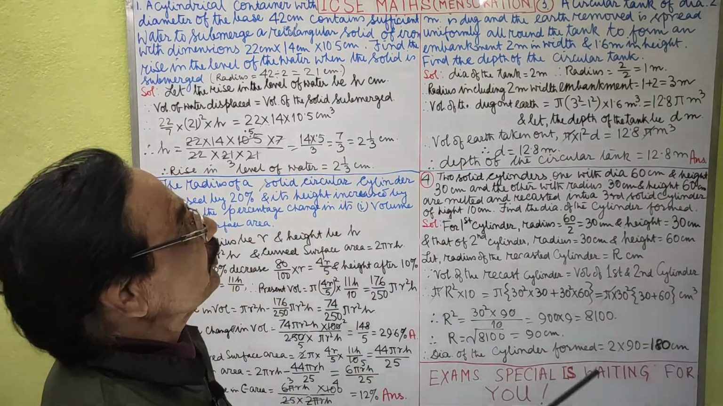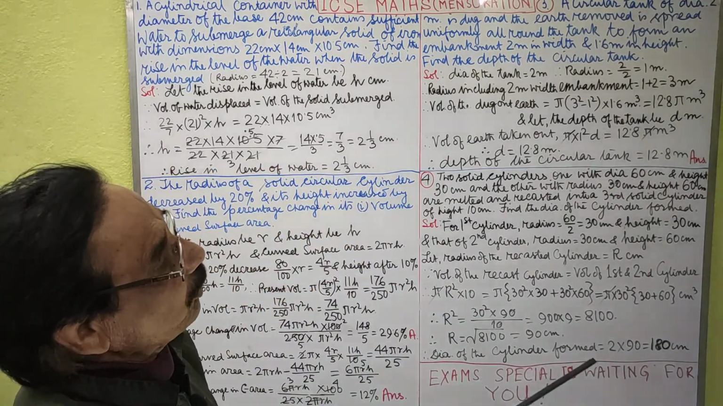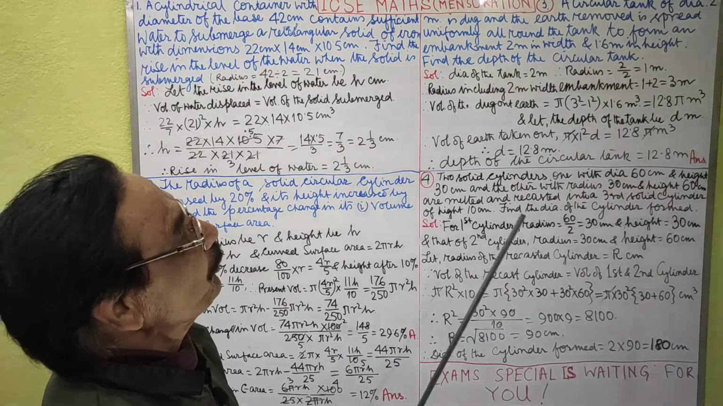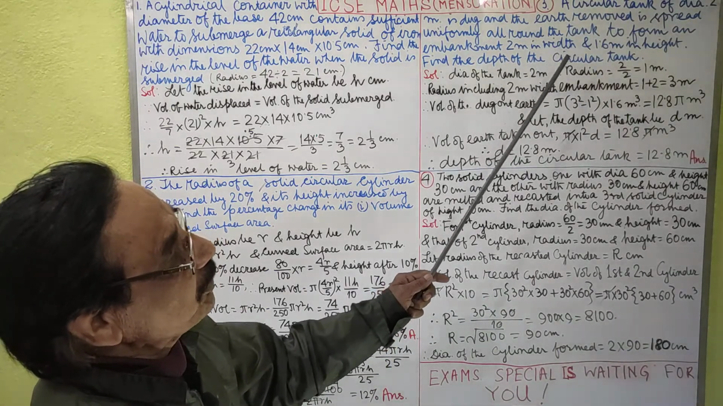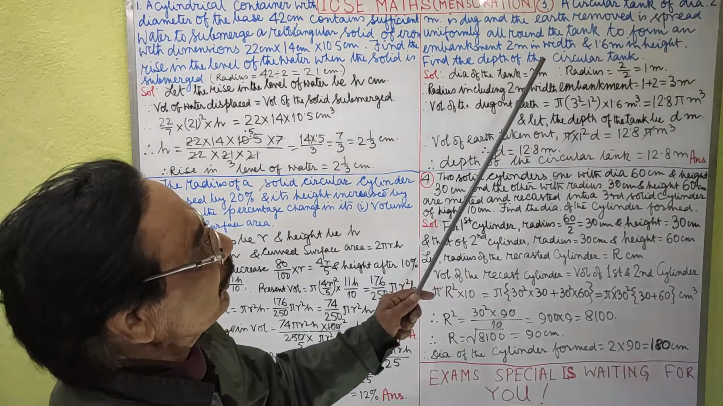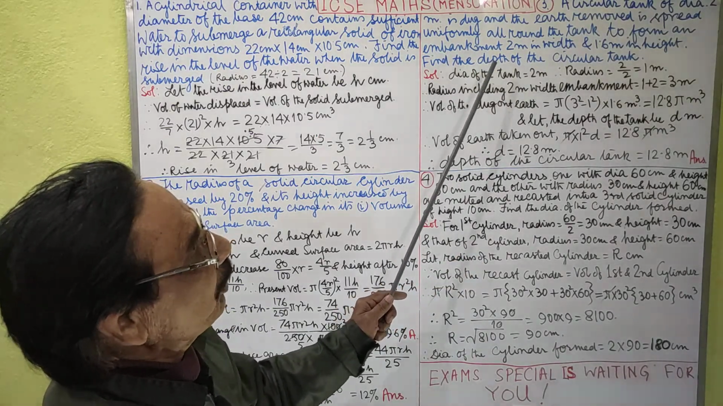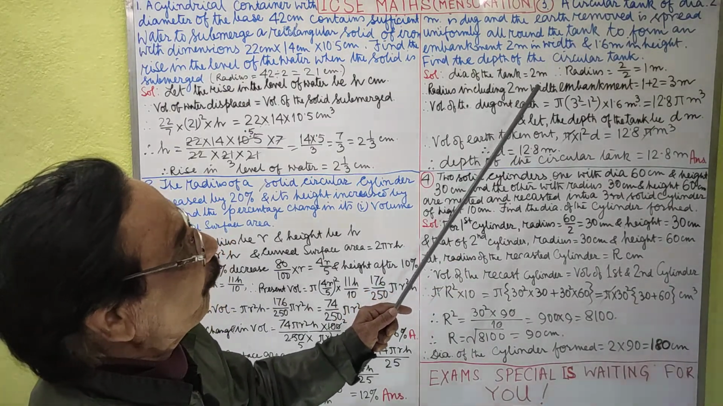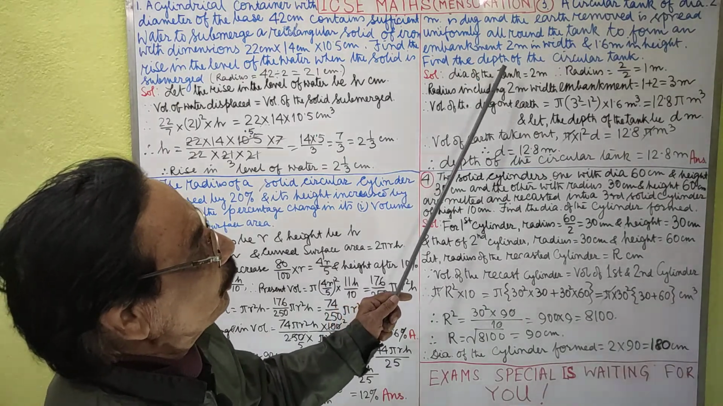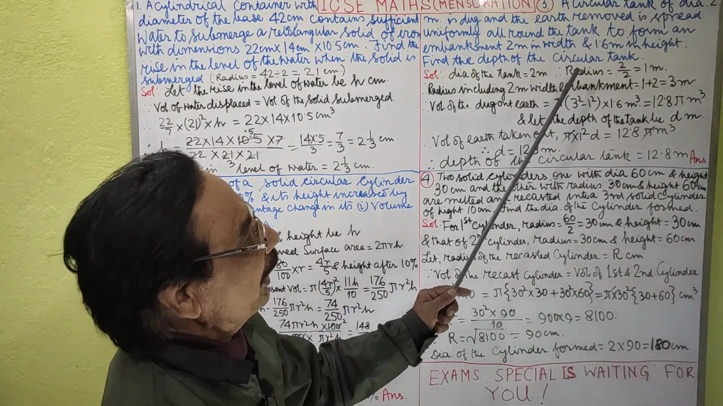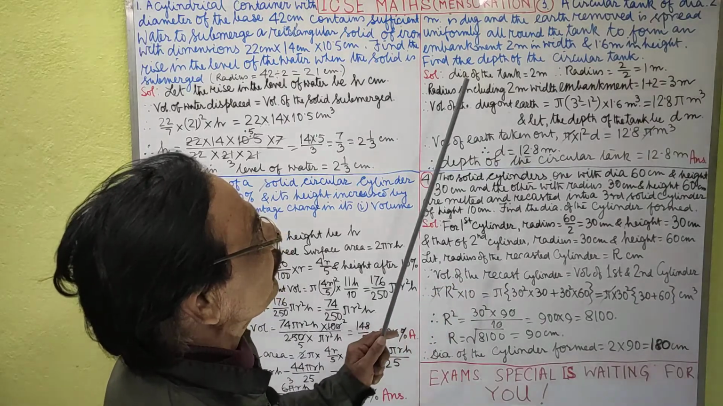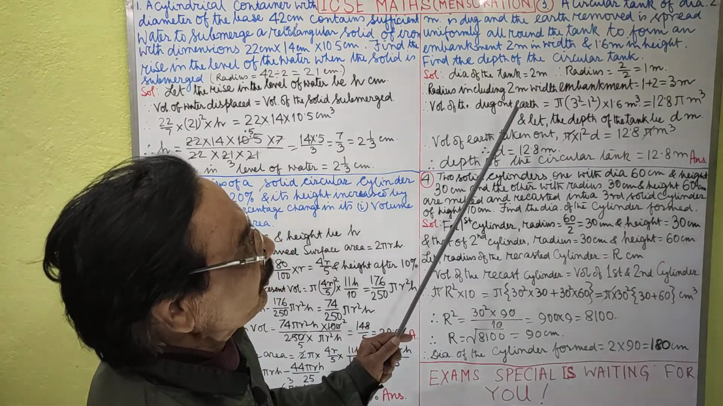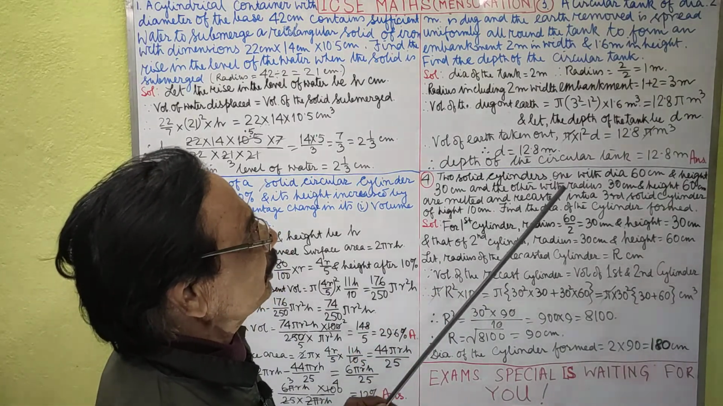Next question, it is also a very complicated question. It is like this: a circular tank of diameter 2 meter is dug and the earth removed is spread uniformly all around the tank to form an embankment 2 meter in width and 1.6 meter in height. Find the depth of the circular tank. You have to find out the depth.